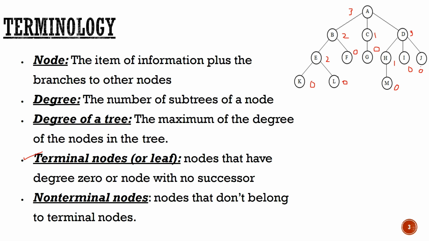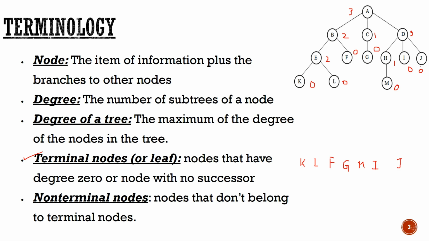Fine. So now, to call any node a terminal node or a leaf node means the nodes whose degree is 0. So if we take up what are all the nodes? First K, a node whose degree is 0. L, a node whose degree is 0. Then F. Then G. Then M. Then I. Then J. These are nodes whose degree is 0.